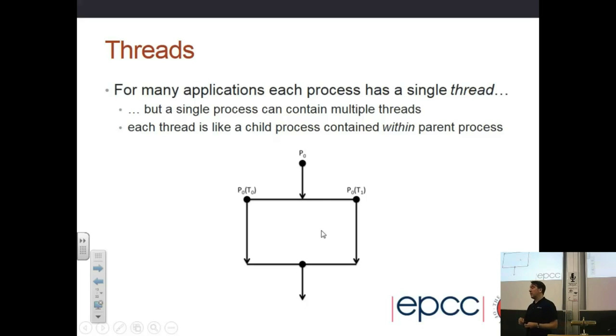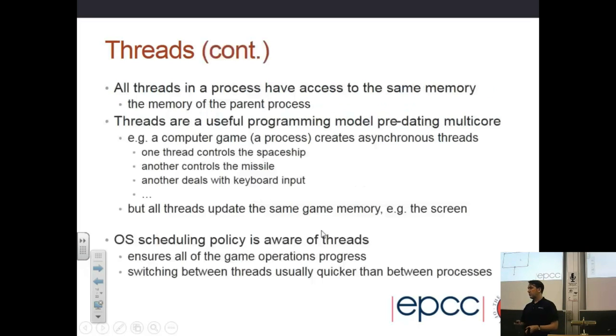The second thing is that these threads, again, can be scheduled independently. So they can genuinely run in parallel. So this is how you can get parallelism in this threaded model. You run a single program, but at runtime it spawns multiple threads, which are then scheduled independently on the processor cores. And so all threads in the process have access to the same memory, which is the memory of the parent process.